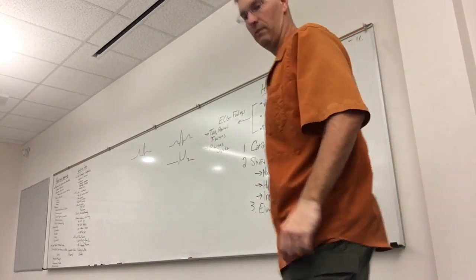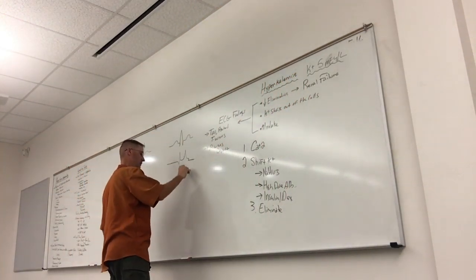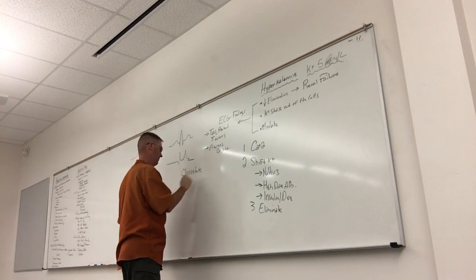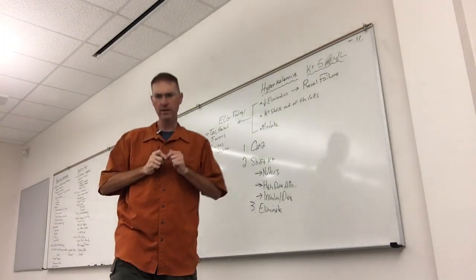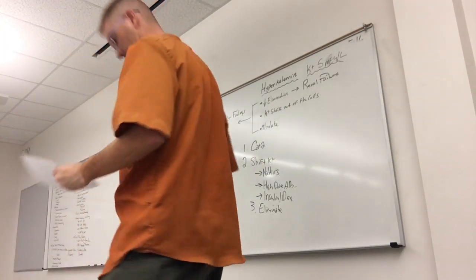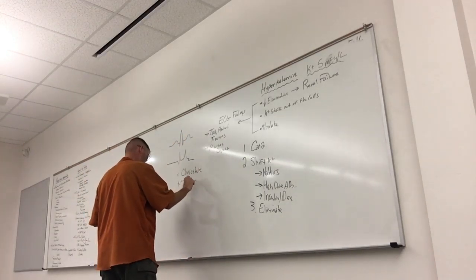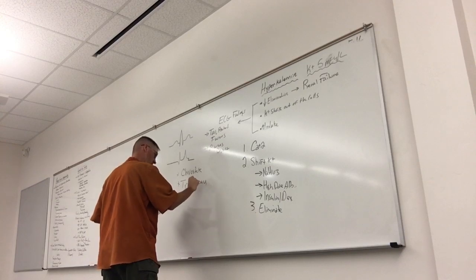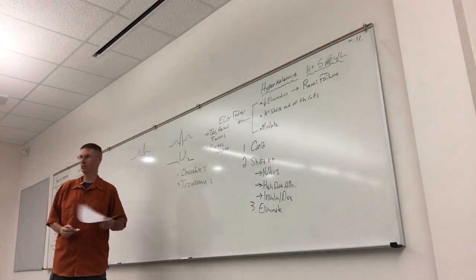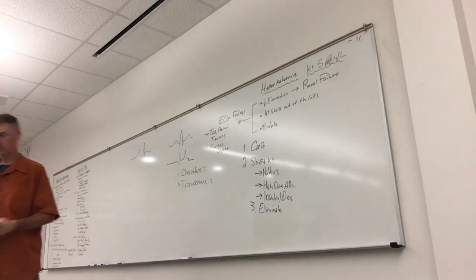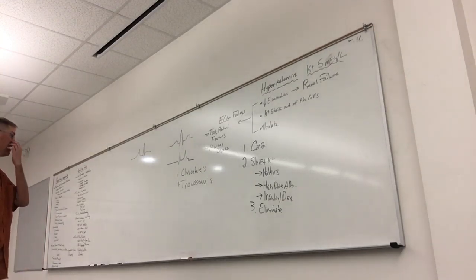Chvostek and Trousseau. Let me just make sure I get the spelling correct here. Trousseau. Chvostek's and Trousseau signs. So these are kind of the classic signs that we can see in somebody with life-threatening hypocalcemia.